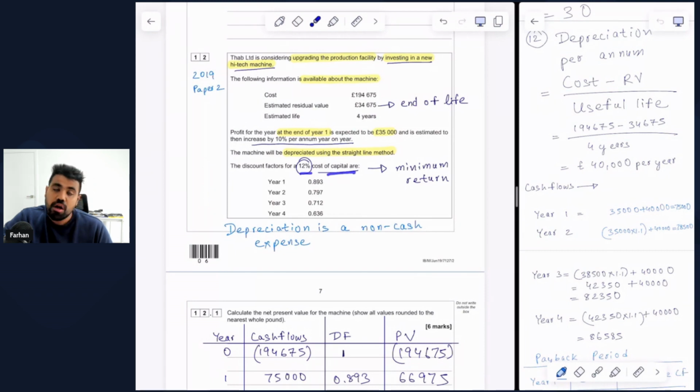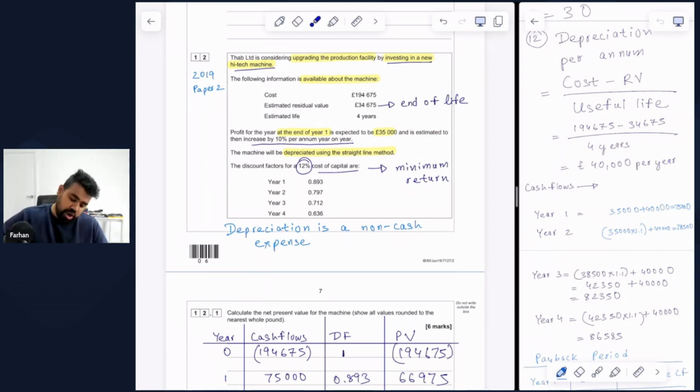Now, the 12% cost of capital here refers to the minimum return that Tab Limited requires by purchasing this machine. If they're purchasing this machine, they would require a minimum return of 12% as a result of using this machine in terms of upgrading the production facility. And we are given the relevant discount factors for every year.